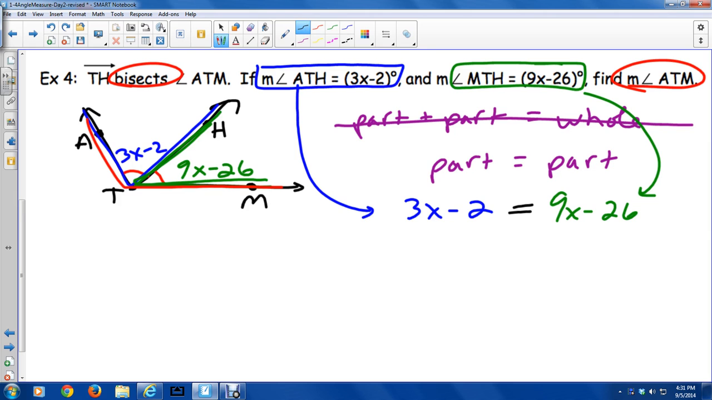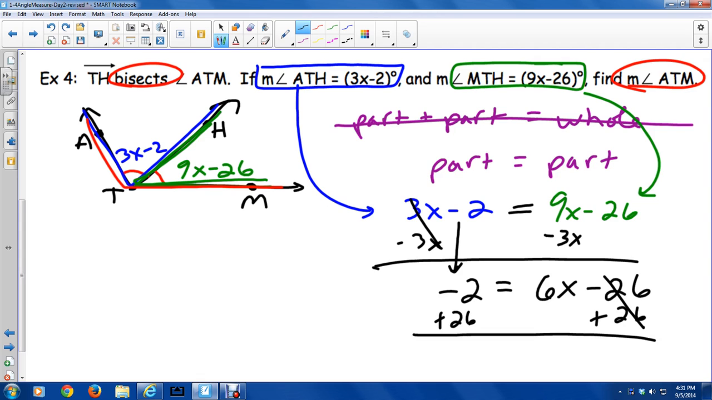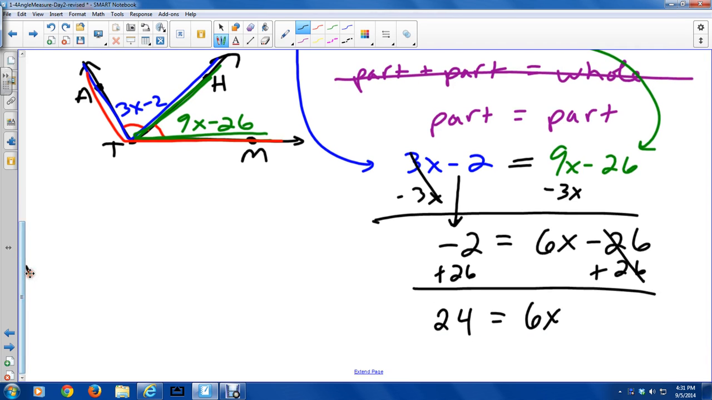Walking through the algebra, I'm going to subtract 3x, giving me a -2. Don't forget to bring down the negative. Easy mistake to make. 9x minus 3x giving me a 6x minus 26. Keep going. I'm going to add 26 to both sides. Those cancel. 6x on the right. -2 plus 26. Watch your sign. It's going to give me a 24. Dividing by 6, coming out with x is 4.